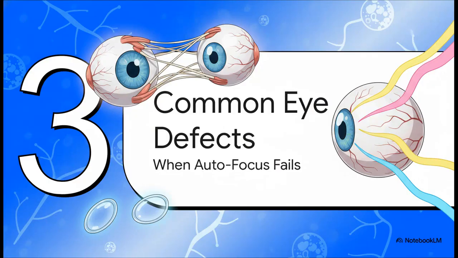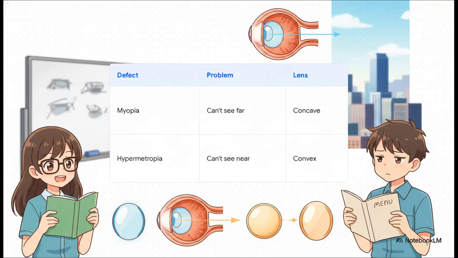Okay, part 3, common eye defects and fixes. Basically, what happens when that autofocus fails? Because nature isn't always perfect, we run into two main vision defects. First up is myopia, or nearsightedness. This is when you can read perfectly fine, but anything in the distance is just a blur. Why? Well, either the eye's lens is too thick or the eyeball itself is too long, which means the image focuses before it actually hits the retina. To fix this, we pop a diverging concave lens in front of the eye.